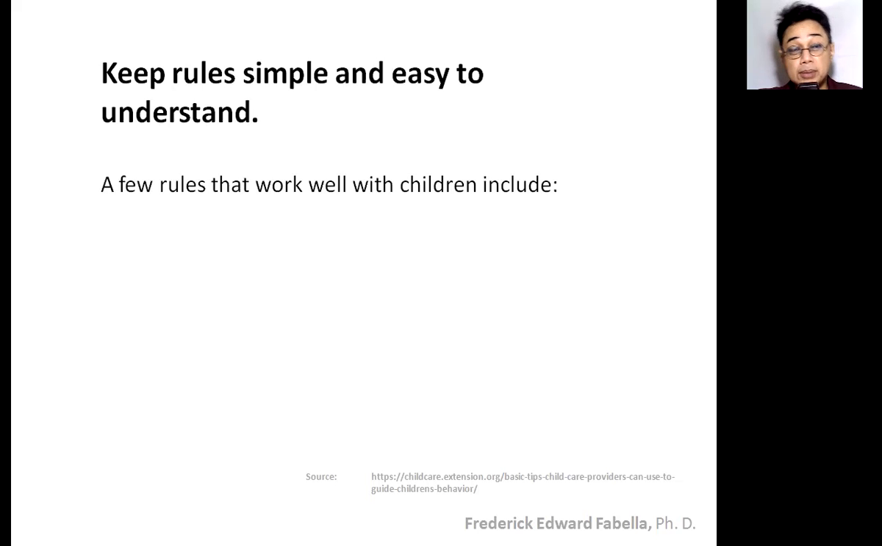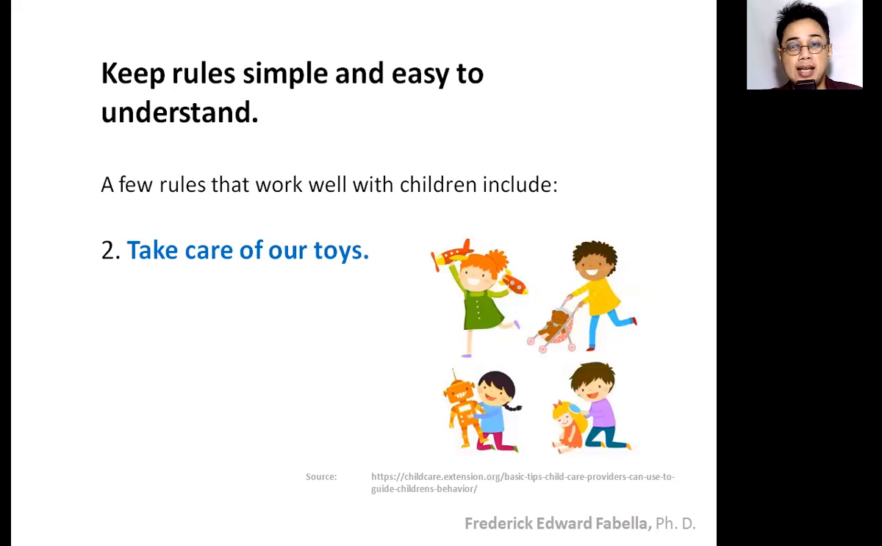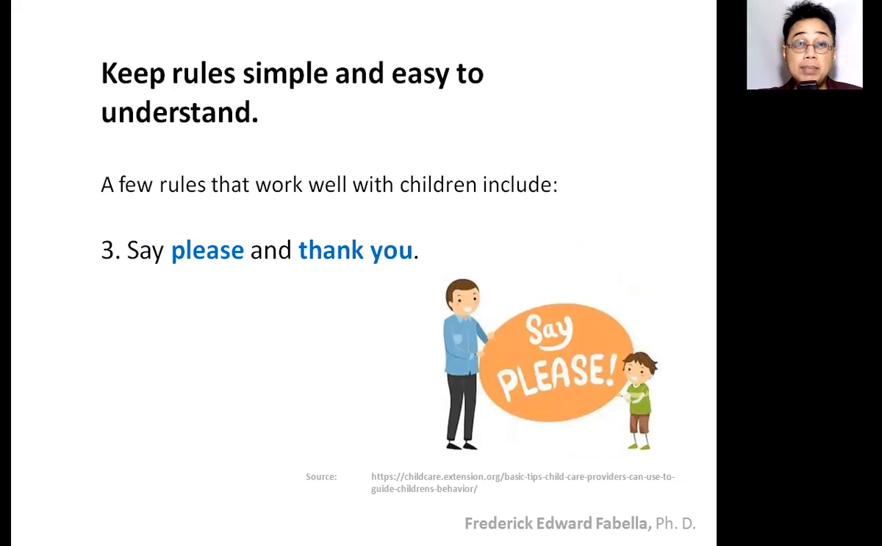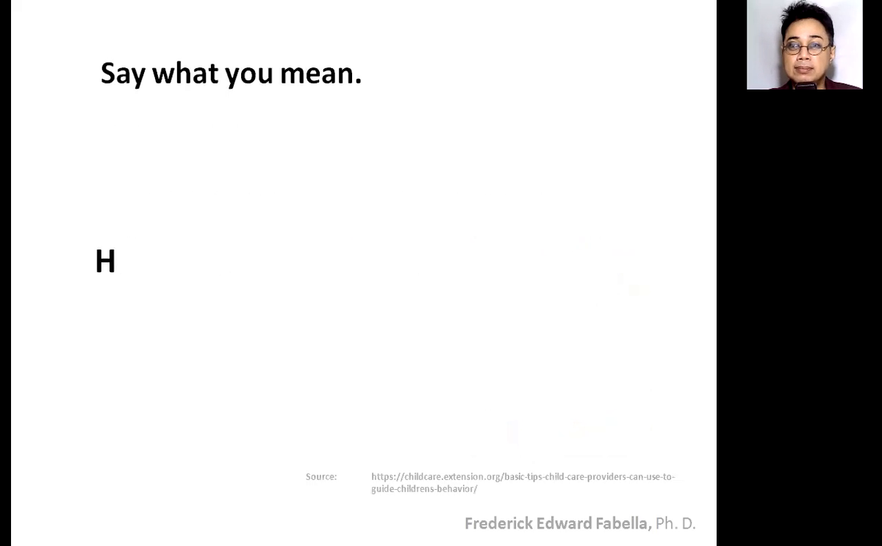A few rules that work well with children include the following examples: help each other, take care of our toys, say please and thank you. So let's now think about this. How do we give children instructions? Let's find out what are the effective ways of giving instructions to children.